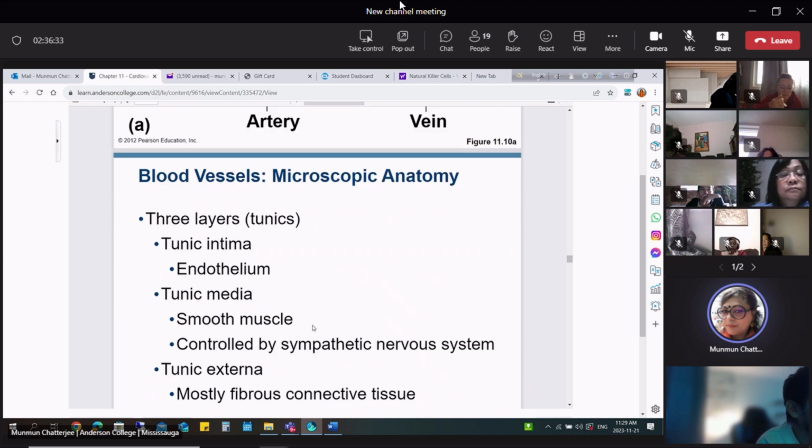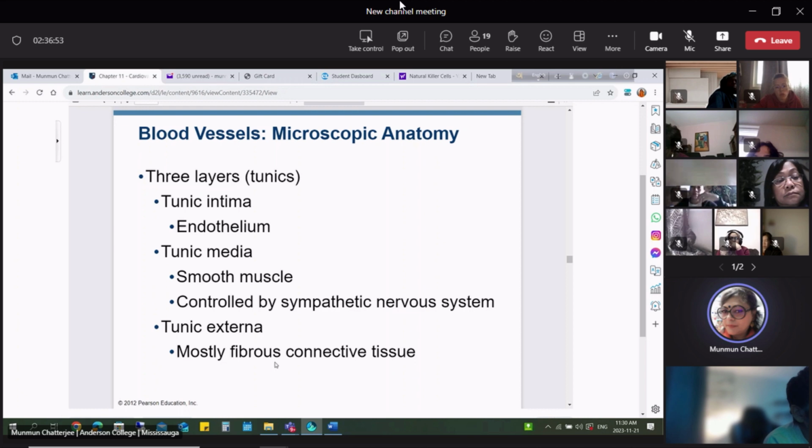So blood vessels: we have learned that the heart has three layers, epicardium, myocardium, and endocardium. Similarly, blood vessels also have three layers. They are called the tunica intima, which is the inner one, tunica media, which is the muscle one, and tunica externa, mostly fibers or connective tissue, which is the outside covering.